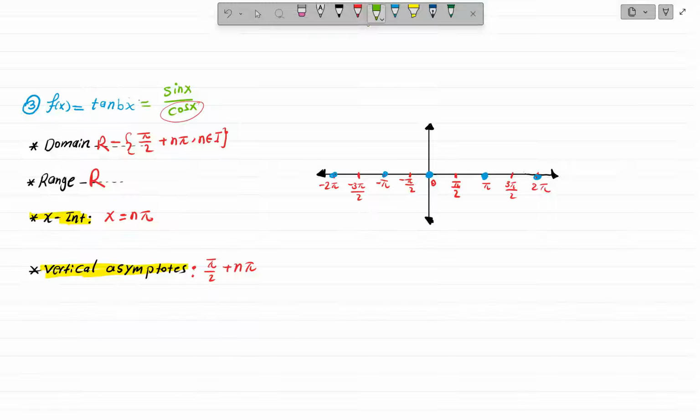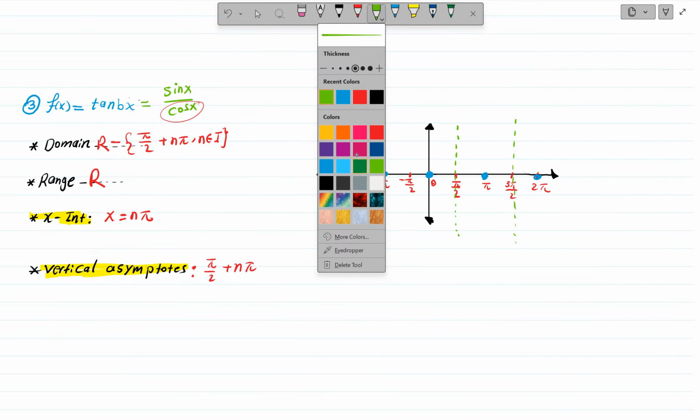So for these values, pi over 2 as an example, we will draw a dashed line on pi over 2 because it makes the denominator 0. 3 pi over 2, negative pi, and negative 2 pi. Okay, students, right now let's join all of these by using this color maybe.